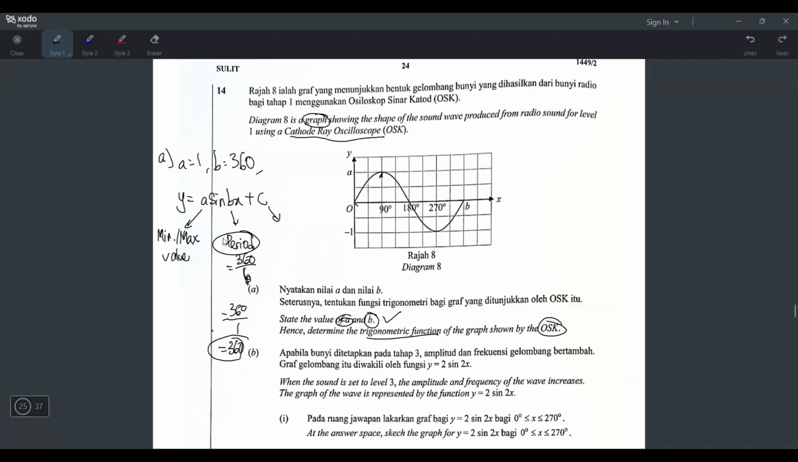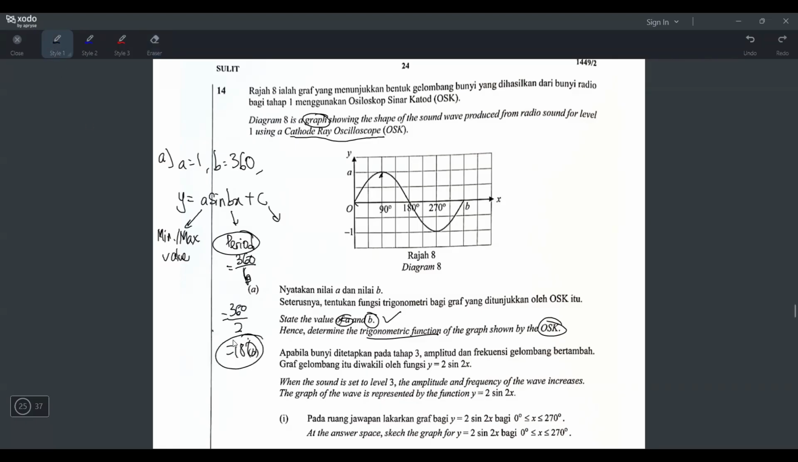Okay, so what is period? Period is the time taken to complete one cycle. So if your B is 1, then your time taken to complete one cycle will be 360, right? But what if your B is 2? What if your B is 2? Then what is your period? Period will be 360 divided by 2, which is 180.